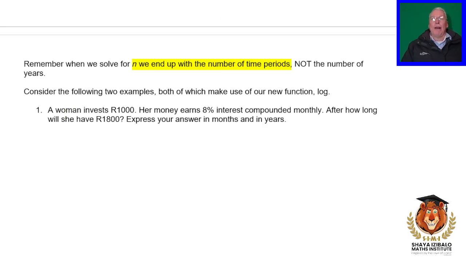A woman invests 1,000 Rand. Her money earns 8% interest compounded annually. After how long will she have 1,800 Rand? So the first thing is we must make sure we use the right formula. A equals P (1 plus i) to the power of n. That's our compound interest formula.